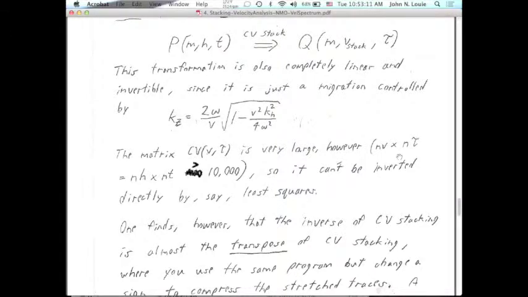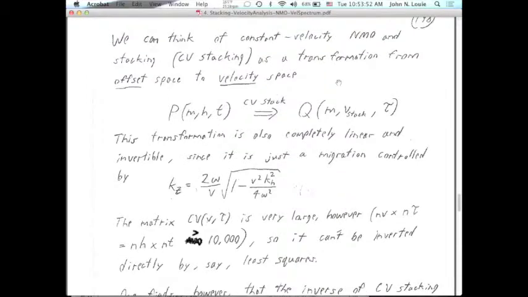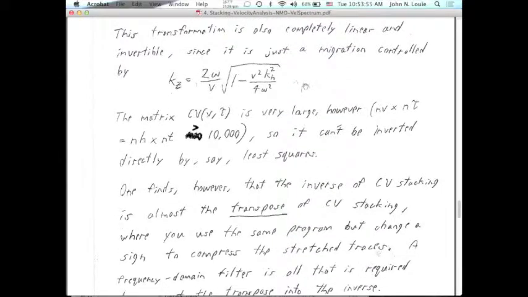Now, we know that everything we learned about zero offset migration applies, because we could use a very similar equation to do the NMO correction stacking. Everything we know about this operator from zero offset migration is also going to apply to NMO correction and stacking and to velocity transformation. So really the velocity transformation, getting the velocity space, is just a migration.